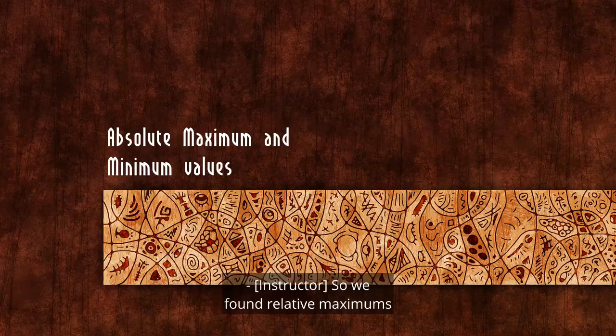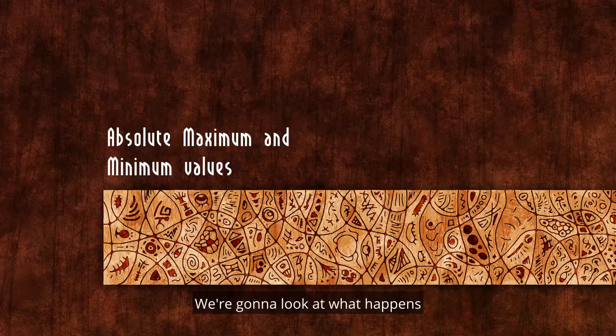So we found relative maximums and relative minimums. But what if I want to find the absolute maximum and the absolute minimum my function takes on? We're going to look at what happens over a closed bounded region.